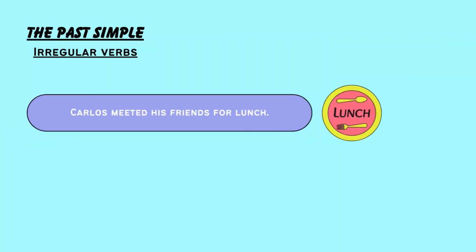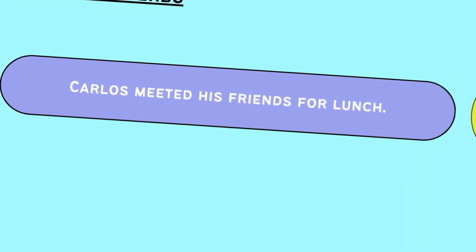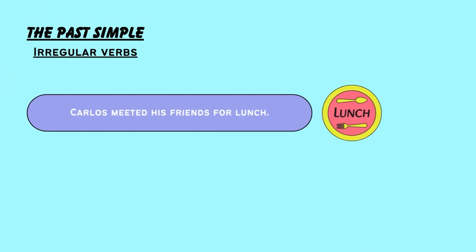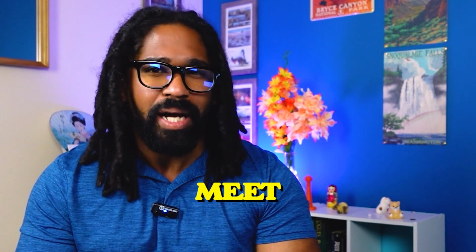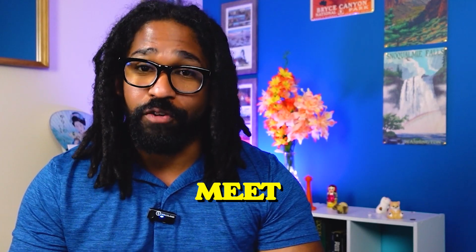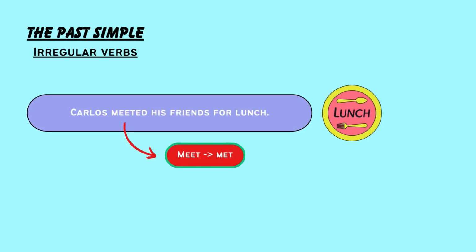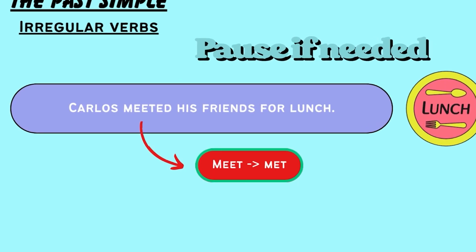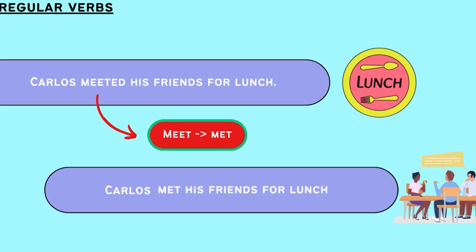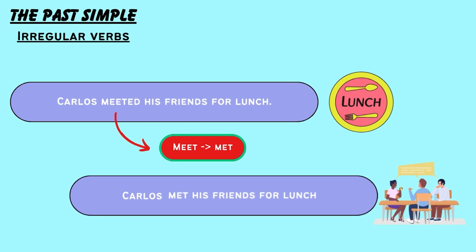Let's try one more. I believe you know by now that this sentence is incorrect. And I'm sure you know that the problem is with meeted. Meet is another one of those rebellious individual verbs. And to say meet in the past is met. So how can we say this sentence correctly? That's right. Carlos met his friends for lunch. All right, nice work. We now have an idea of the past simple irregular verbs.